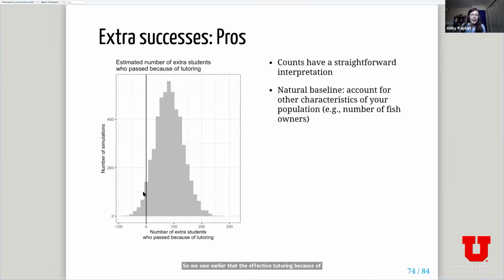But also we had in our data set very few fish owners in the first place. So this is accounting for the fact that the effect may be different for different types of students, but also that you have more of some of these students than others. So essentially we're describing our actual population with this graph, which I like a lot.